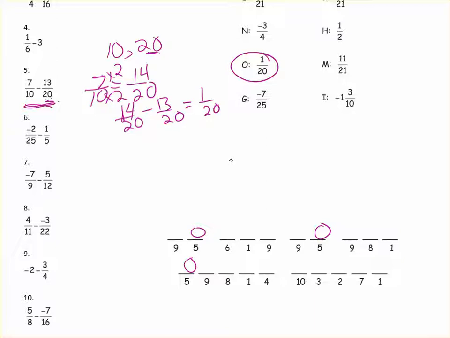So it's -2 minus 3/4. I'm going to start by writing this as -2 over 1 minus 3/4. One of my denominators is 1 and the other one is 4.